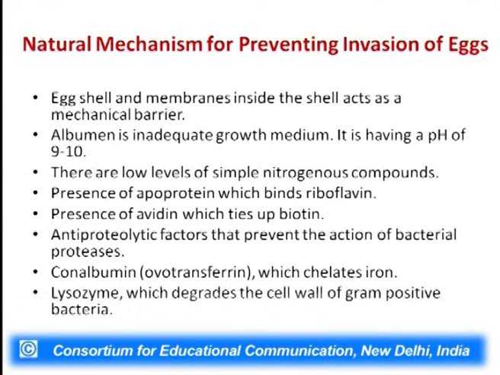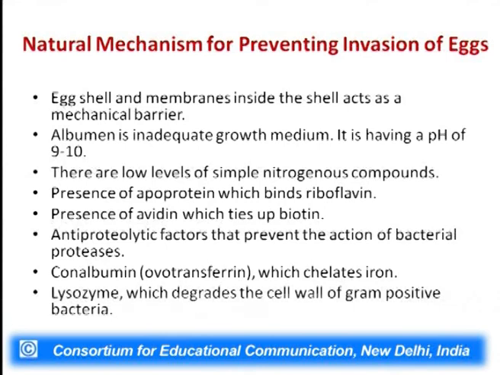There are some natural mechanisms present in eggs which may prevent invasion of eggs. These include the presence of eggshell and membranes, which may act as physical barriers. Albumen is also present, which is inadequate for growth. It has a high pH of 9 to 10, so it does not support growth of microorganisms. Then there are low levels of simple nitrogenous compounds.